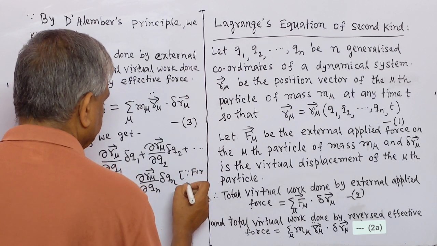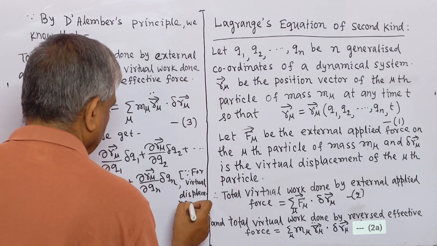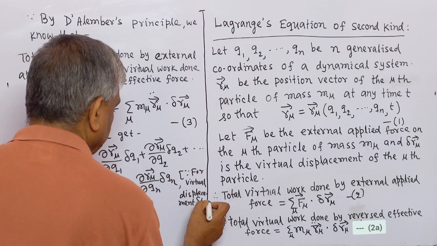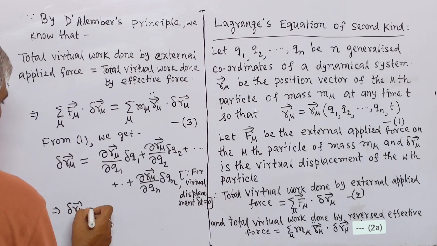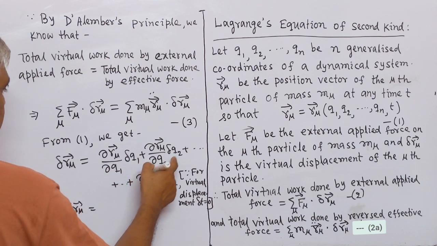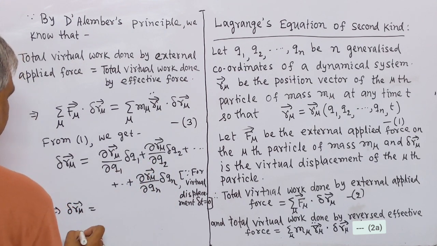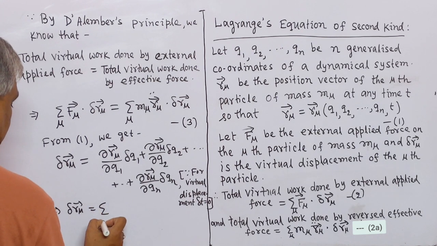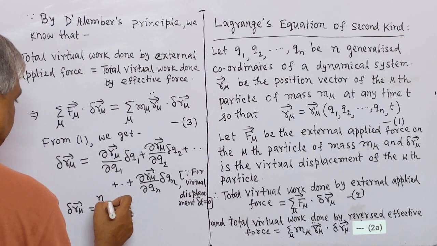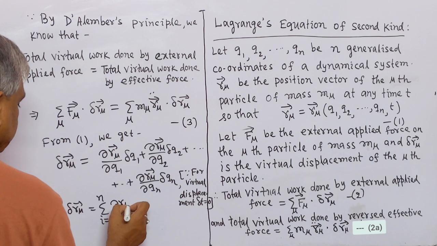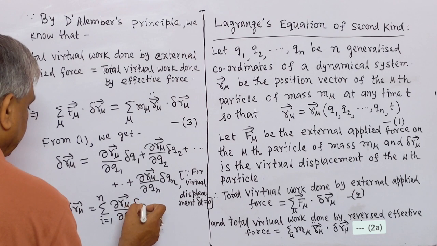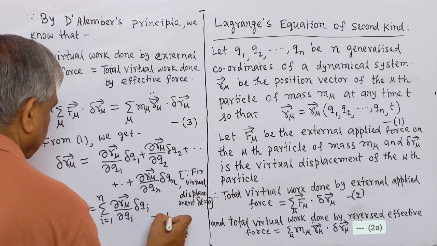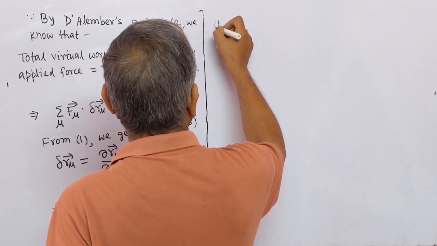Since for virtual displacement delta t equals 0, this implies that delta R mu vector equals the sum of these terms for 1, 2, ..., n. So we may write this in sigma form: sigma i equal to 1 to n of the partial derivative of R mu with respect to qi times delta qi. This is number 4.